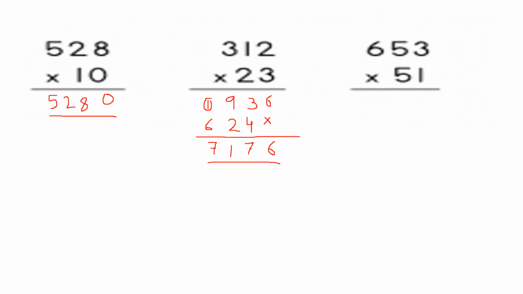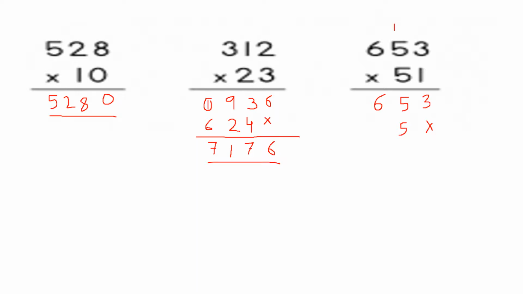653 multiplied by 51. First you will multiply 653 with 1. So the same number will come. Write down this. Then you will multiply 653 with 5. First put a cross here because 5 is at the tens place, so we will write the product from the tens place. 5 threes are 15. So write 5 here and 1 carry on here.